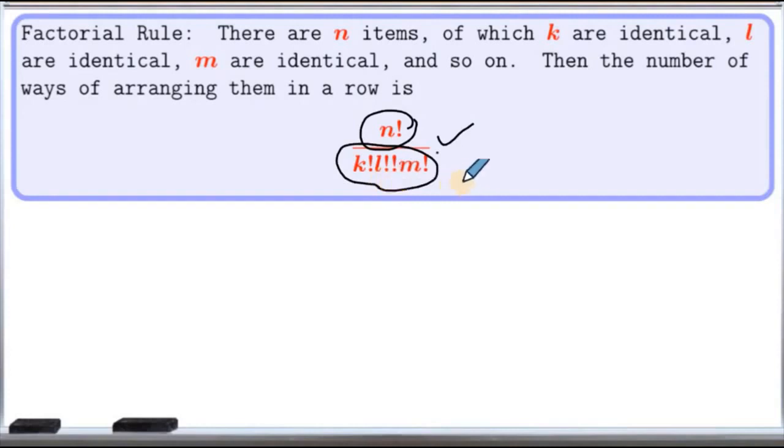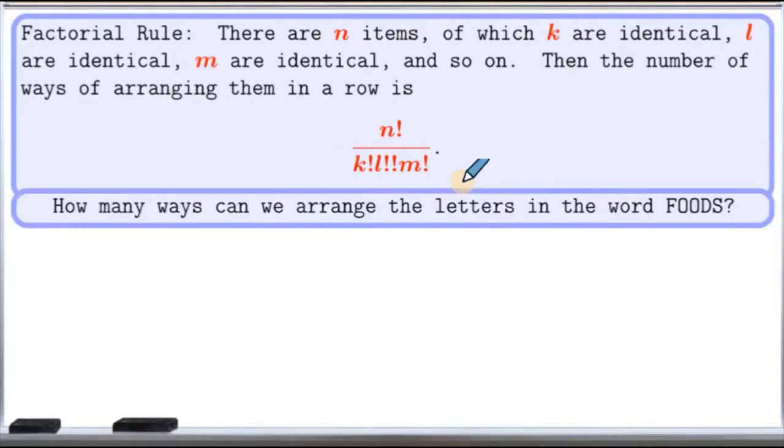So let's look at this example here. We need to find how many ways we can arrange the letters in the word foods. That is F-O-O-D-S, foods. Here some of the items, like the letter O, are identical. In this word there are two O's. So these two O's will be the same when we do arrangements, so there will be fewer arrangements.